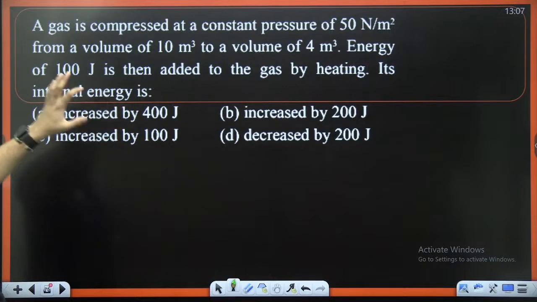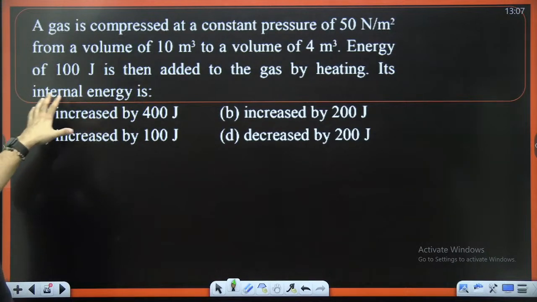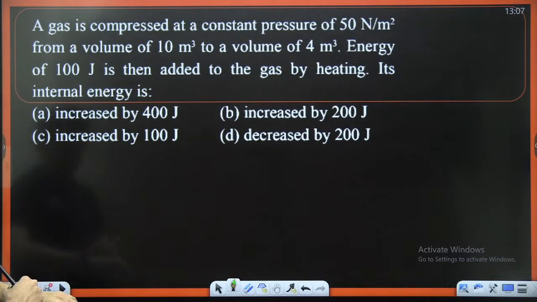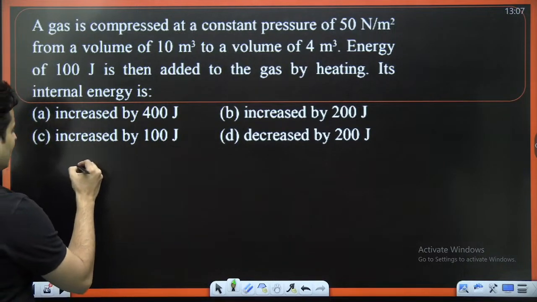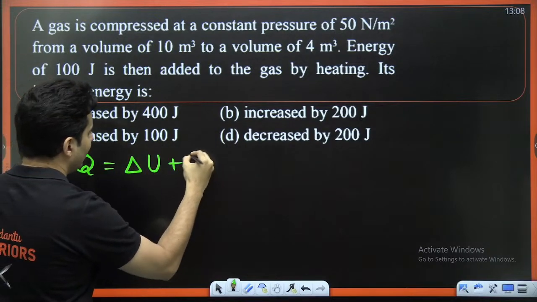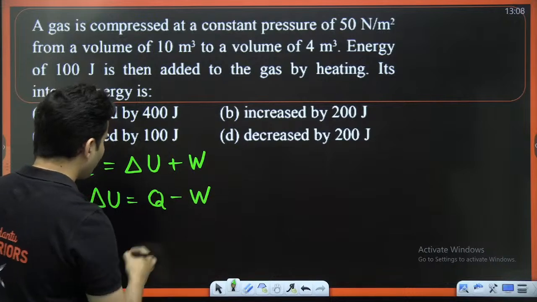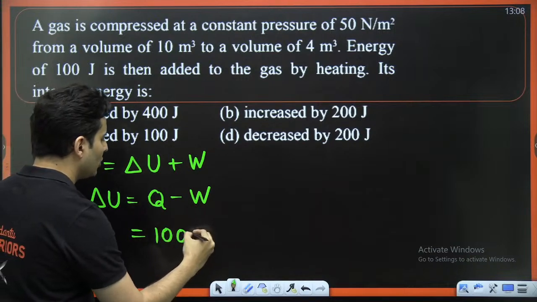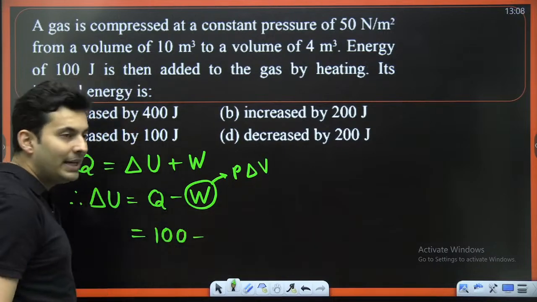A gas is compressed from this to this. Joules of work energy is added by heating. Then the internal energy is increased or decreased by how much? Come on, think about it. So for that, first use our first law: heat supplied is delta U plus W. So therefore delta U will be Q minus W. Q is already given. I have given 100 joules. Work, I can use the P delta V formula.